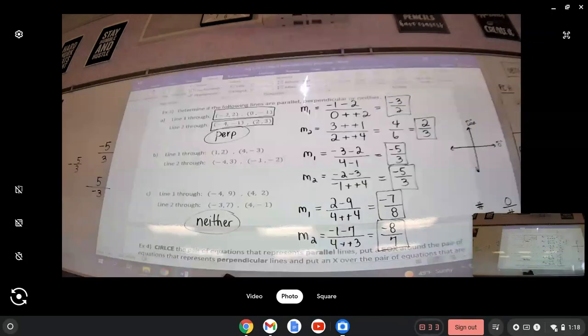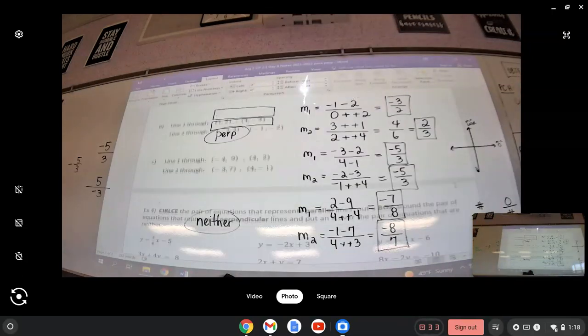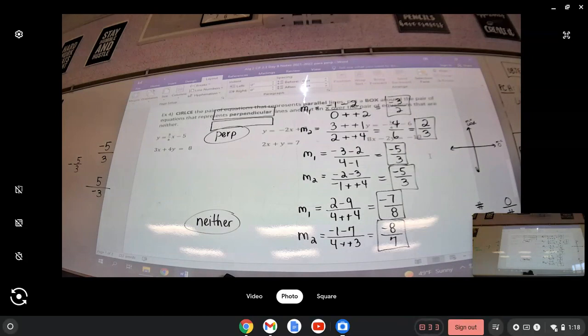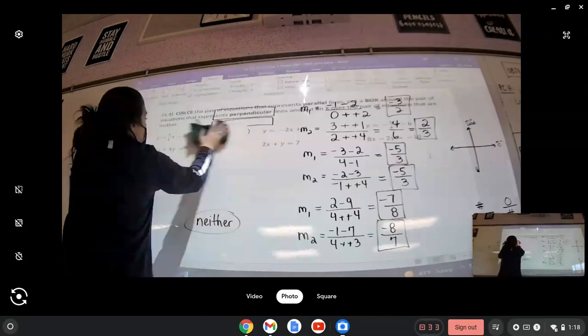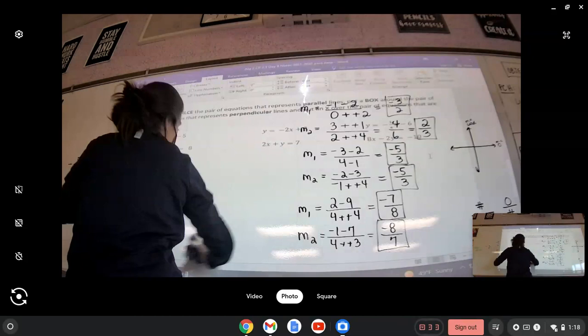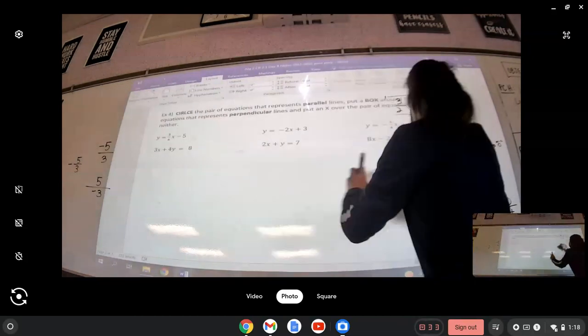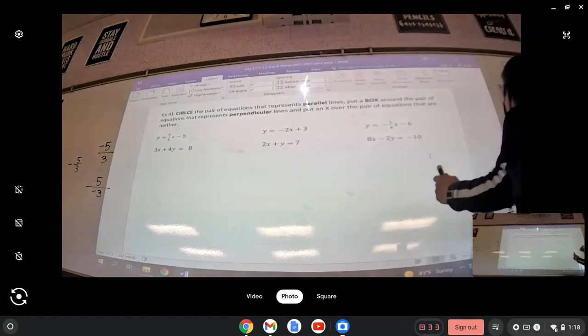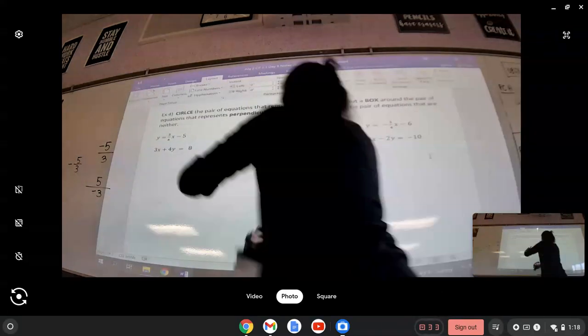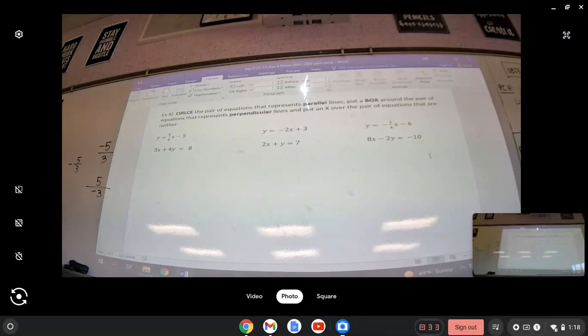All right, last example on the back. Do we have to solve all of them? Well, I'm going to do it with you. Yes, you do. We are going to circle the pair of equations that represent parallel lines. We're going to put a box around the pair of equations that represent perpendicular lines, and then we're going to put an X over the ones that are neither.